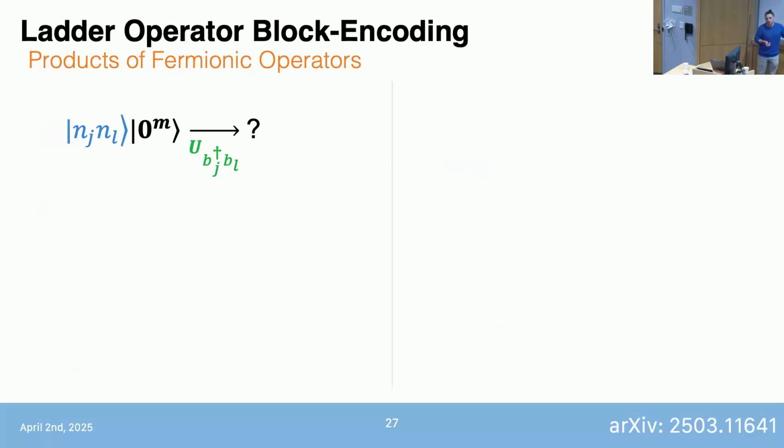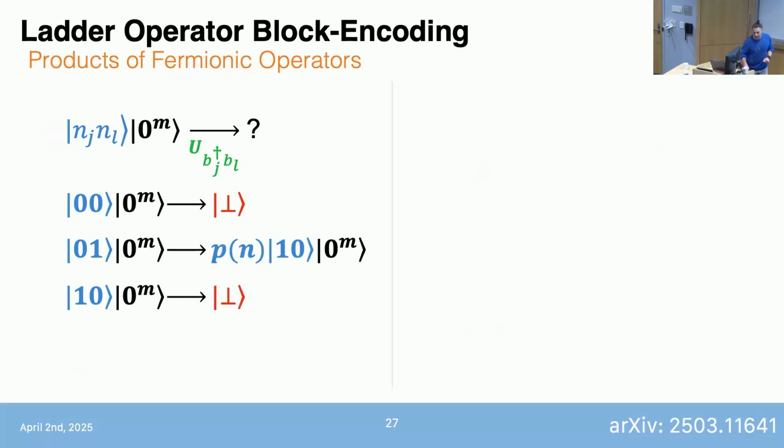So now, what if we want to take a product of fermionic ladder operators? If we walk through the action on these computational basis states, you can see that when I'm in 0, 0, 1, 0, or 1, 1, I want to flip myself outside of my encoded subspace into some perpendicular state. And if I'm in 0, 1, then I want to apply that ladder operator onto my system.